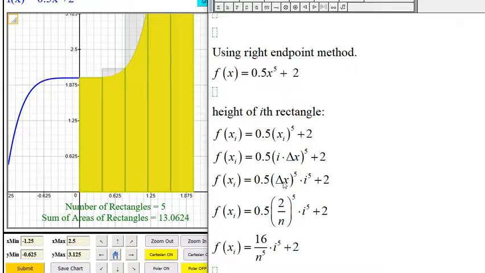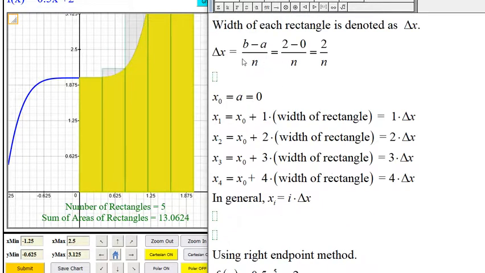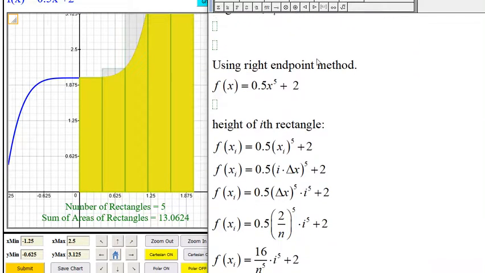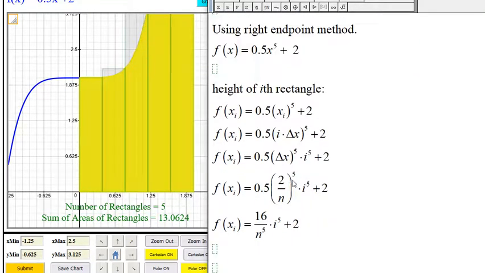And delta x is 2 over n. And so this becomes 2 to the 5th, which is 32. 32 times 0.5 is 16. And then we have n to the 5th. And so this is the height of the ith rectangle.